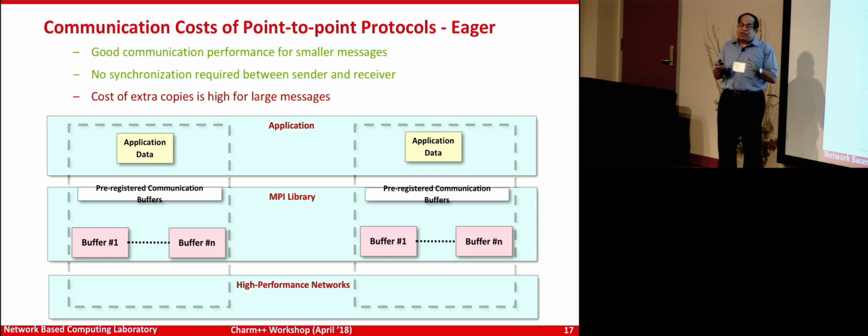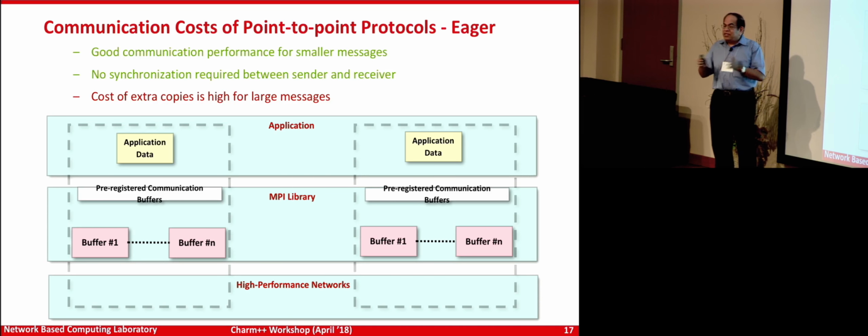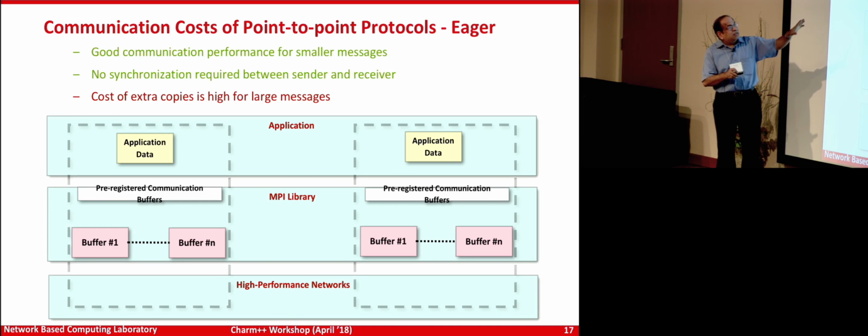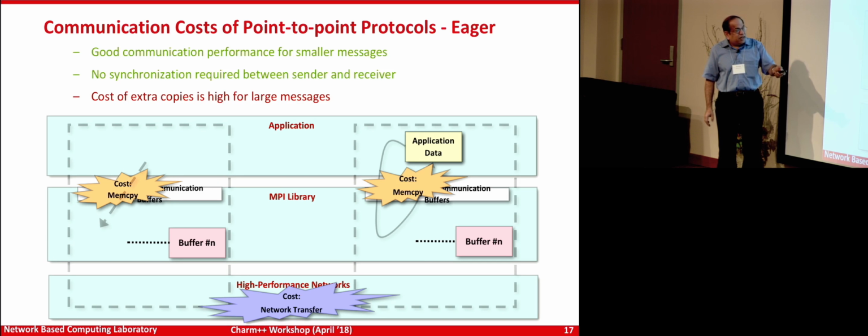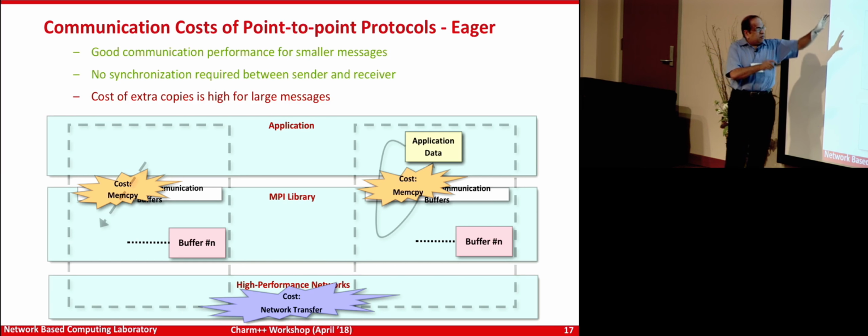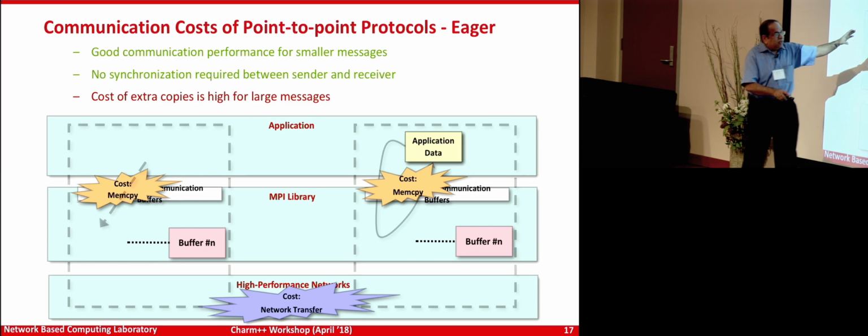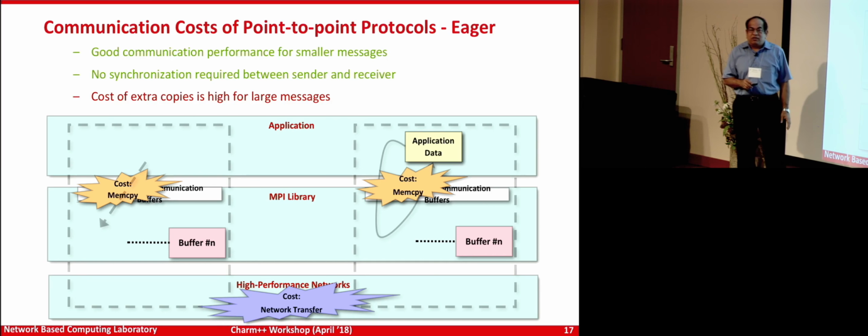Many of you know, in the MPI world there are two broad protocols: the eager protocol and the rendezvous protocol. The eager protocol is good for short messages. That means there is no synchronization needed. I can just push it. This animation shows that I push the application data, and then it goes over the network. But then there are three costs. There is a cost of memory copy, a cost over the network, and then also a cost of memory copy. That is what you need to see with the eager protocol.